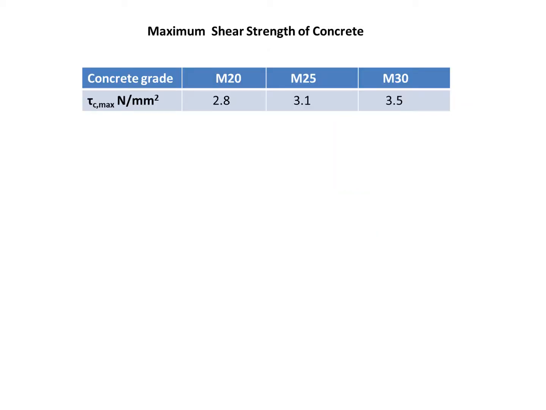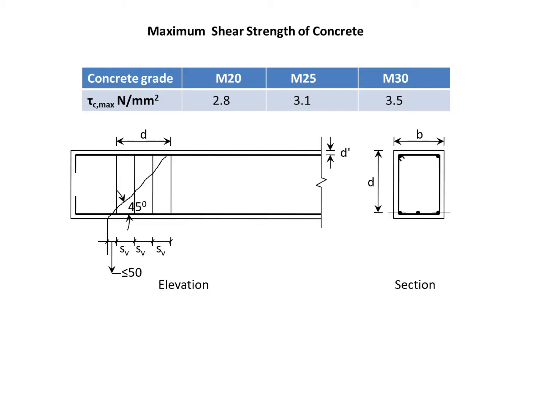Now, code specifies that for a given grade of concrete, maximum shear stress can be this. I'll read out: for M20 it is 2.8, M25 3.1, and M30 3.5. Unit is Newton per mm square.